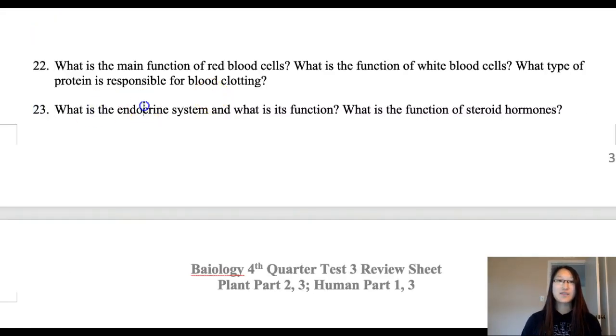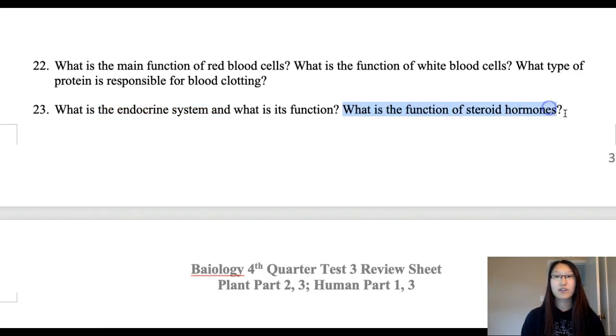What is the endocrine system and what is its function? So the endocrine system involves all the parts of your body that secrete hormones, and its function is to maintain homeostasis. So, for example, your body needs a certain level of water, it needs a certain temperature, it needs a certain blood sugar level. All of this is done by the endocrine system secreting hormones.